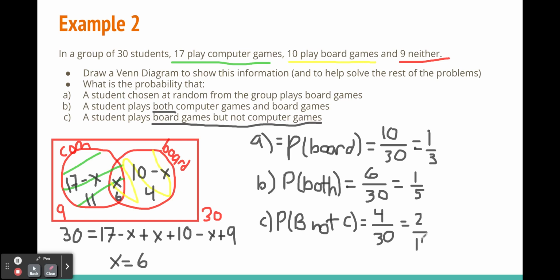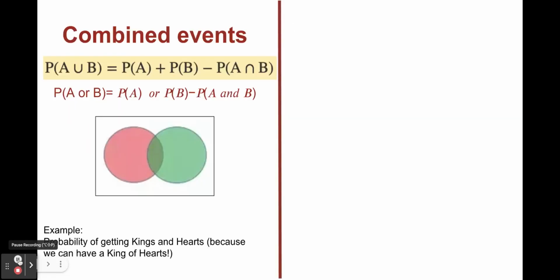So notice how this question was really useful to have a completed Venn diagram in order to answer it. And that's what we're going to be doing for a lot of questions in this situation with 2 events. We're going to be building a Venn diagram first.